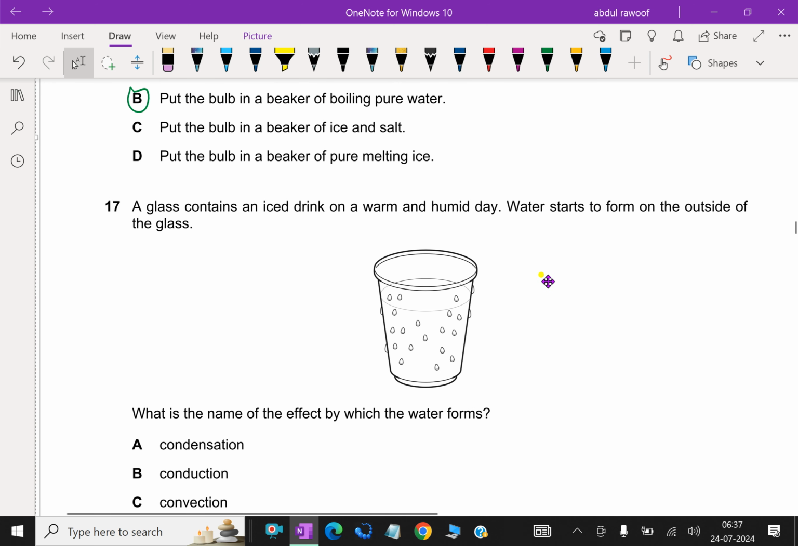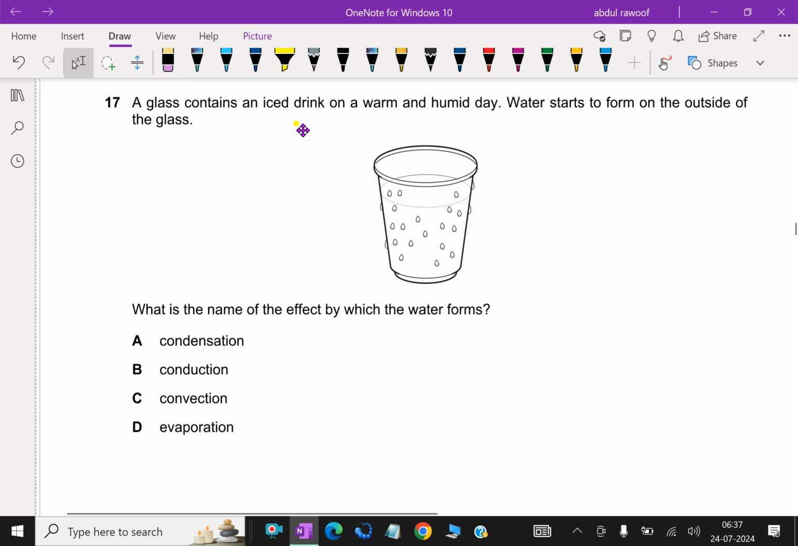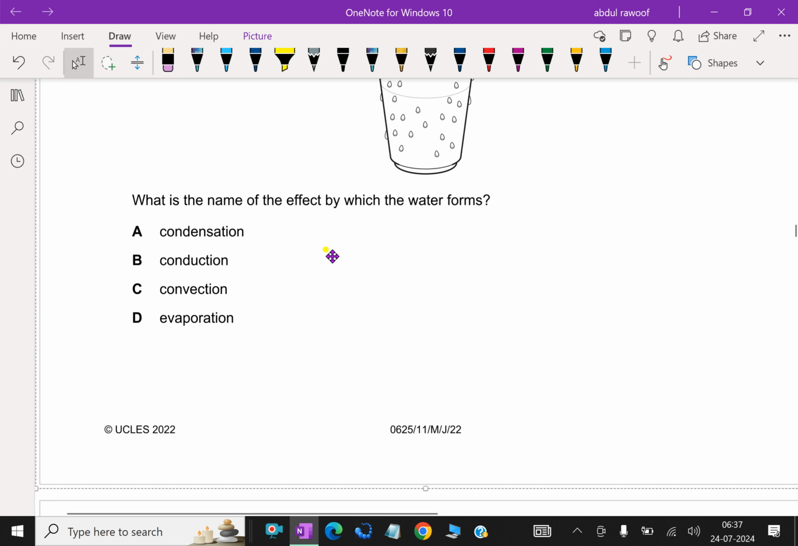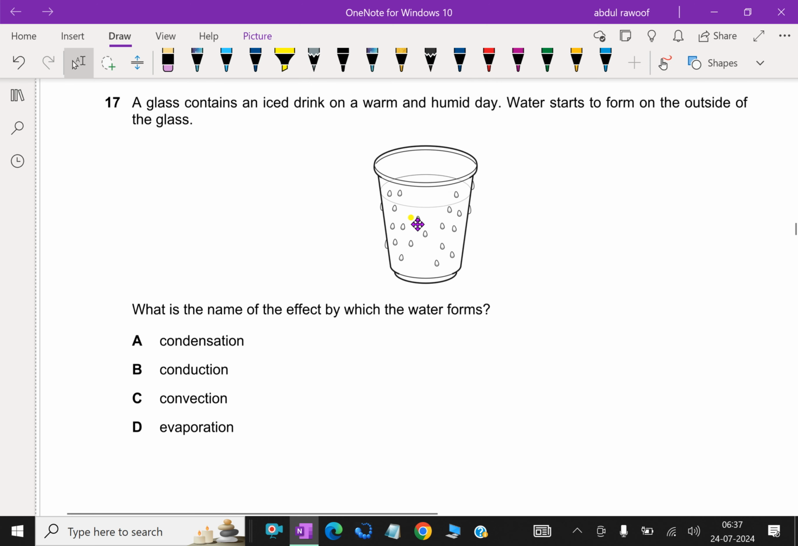Next question. A glass contains an iced drink on a warm and humid day. Water starts to form on the outside of the glass. What is the name of the effect by which the water forms? Condensation. Outside air is a little hotter than the cooling liquid inside, because it's an iced drink. The outside air contains water particles in vapor form. When they touch the cold glass, they condense and make droplets of water outside. So it is due to condensation.